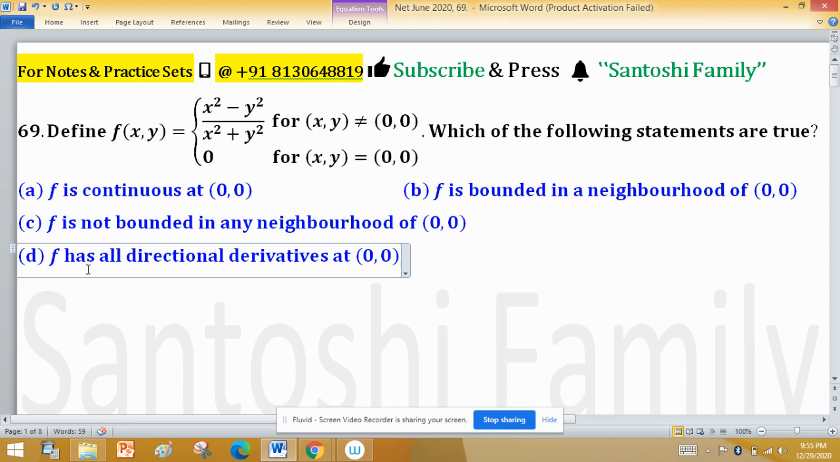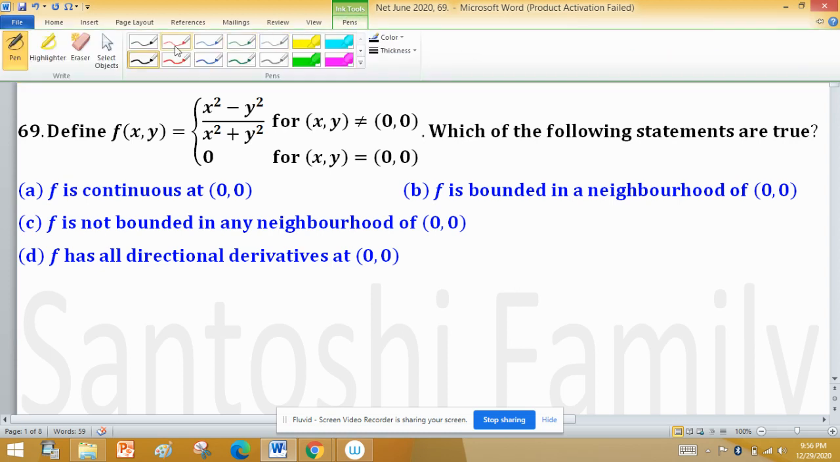But remember one point: if f has all directional derivatives at (0, 0), it doesn't mean the function is continuous at that point. You will come across many examples where the directional derivative exists at a particular point but the function is not continuous. So if the function has all directional derivatives, you are bound to test continuity at (0, 0). So I'm going to test the directional derivative first.